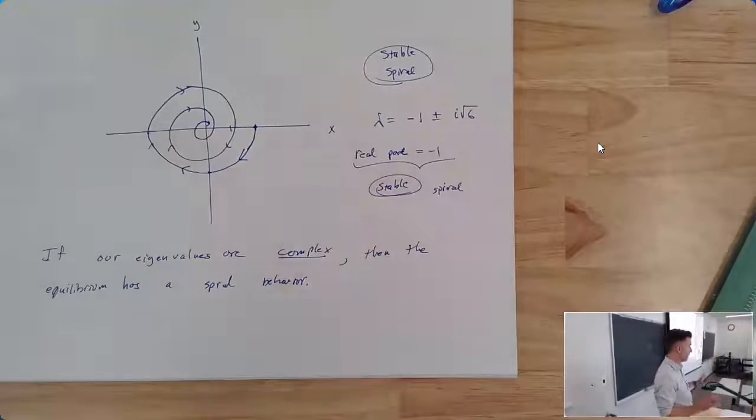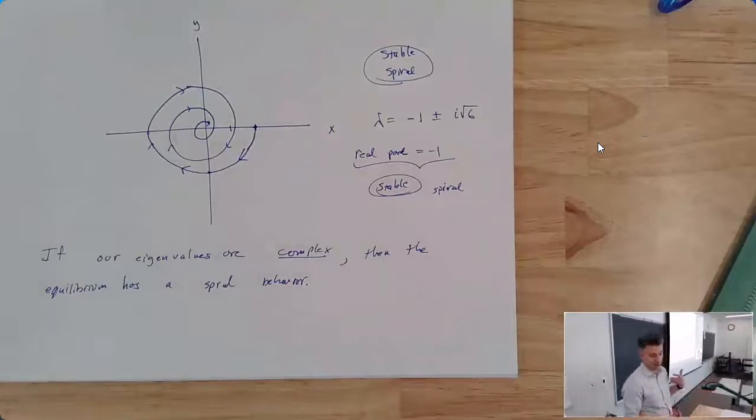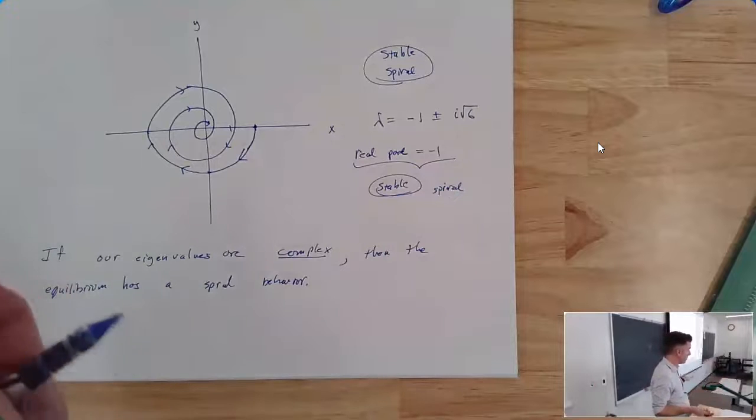It's a spiral because the eigenvalues are complex. It's stable because the real part is negative. So let me ask you then, if we had a system where the eigenvalues were complex but the real part was positive, what might you expect to happen? Unstable, meaning it's not going to spiral inwards, it's going to spiral outwards.